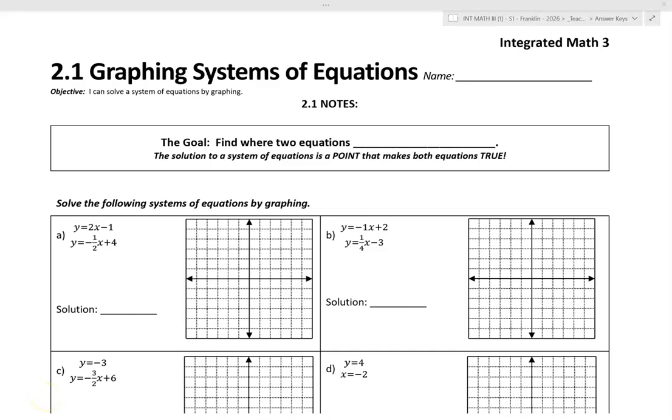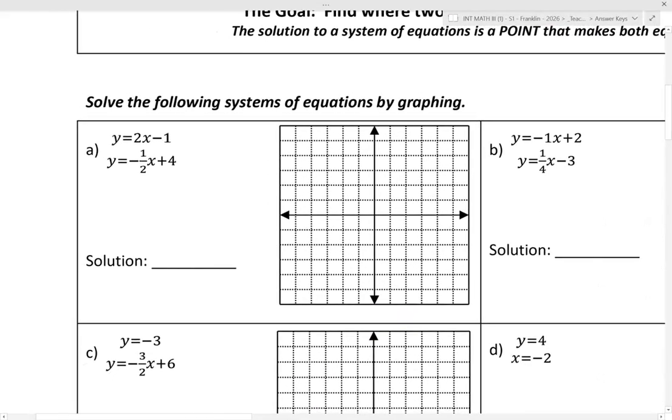In these notes, we're going to look at solving a system of equations by graphing. And so our goal here today is to find where two equations intersect. Okay, the solution to a system of equations is a point that makes both equations true. So when we talk about a system of two linear equations, these are going to be two straight lines, and the solution to the system is the one point where they intersect each other. And it's pretty straightforward. We're just going to put both lines on the graph, see where they intersect, and that's going to be our solution.